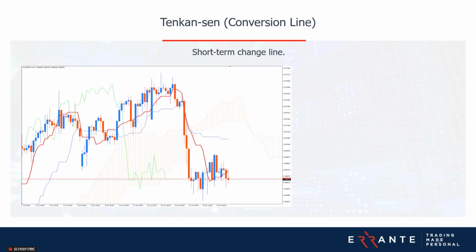So now that we have become familiar with the overall components of Ichimoku Kinko Hyo, let's delve into the details of each element to understand their applications and advantages better. Well, let's start with Tenkan-sen. Tenkan-sen, known as a short-term change line, we discussed. Tenkan-sen equals the highest price in 9 periods plus the lowest price in 9 periods, divided by 2.